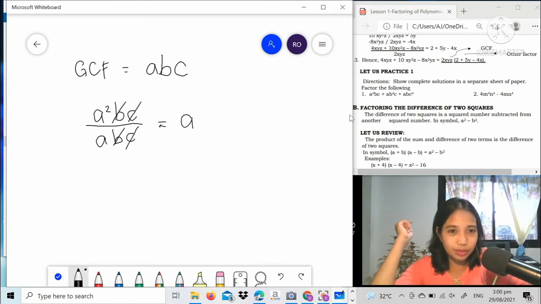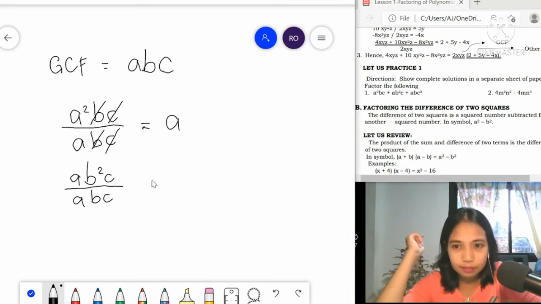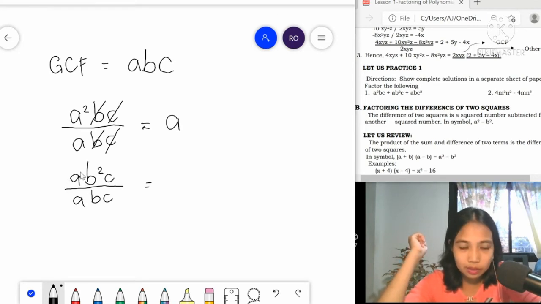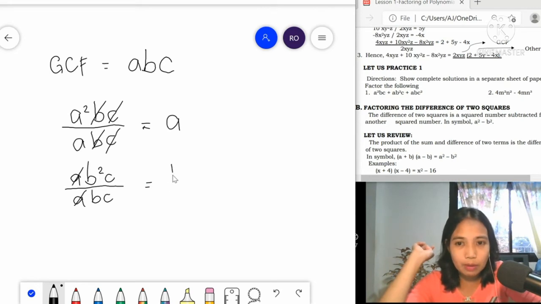For the second term, A, B squared, C, divided by the GCF, ABC. Okay. So, in terms of A, we divide A. Parehas ang kanilang exponent. So, we can cancel this out. In terms of B, the numerator has 2 exponent and the denominator has 1. So, 2 minus 1 is 1. So, meron pang matitirang isang B. In terms of C, mawawala ang C.